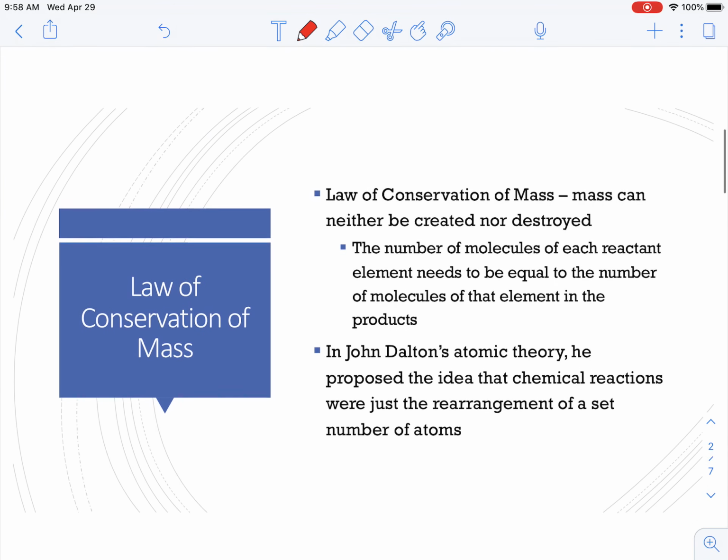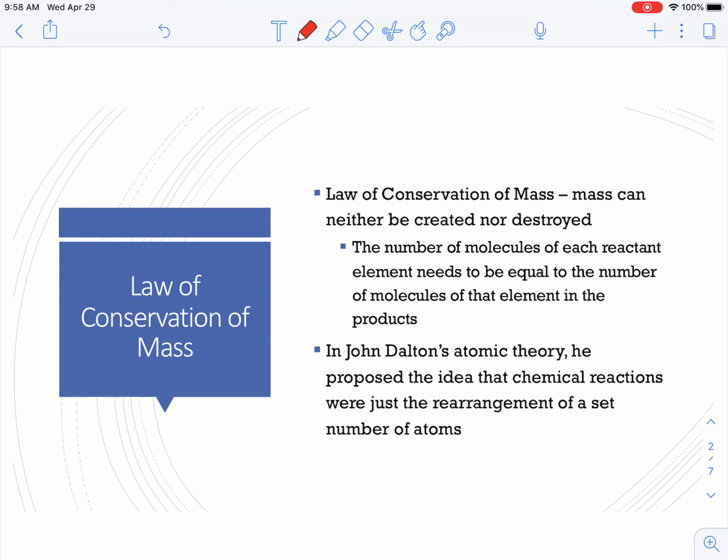So when we are trying to balance a chemical equation, what we're trying to do is satisfy one of the most important laws in all of science, the law of conservation of mass. Something you might have heard before, all it says is that mass can neither be created nor destroyed. So what this means is that the number of atoms of each reactant element has to be equal to the number of atoms of that same type of element on our product side. The number of a particular element before has to be equal to the number of that particular element after a chemical reaction.